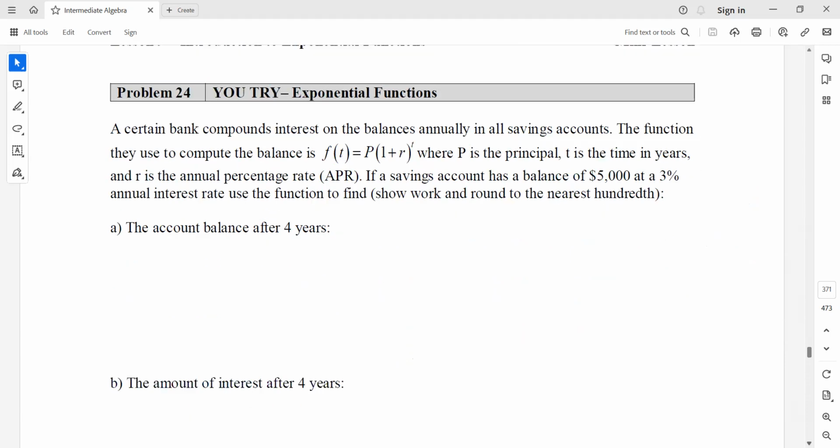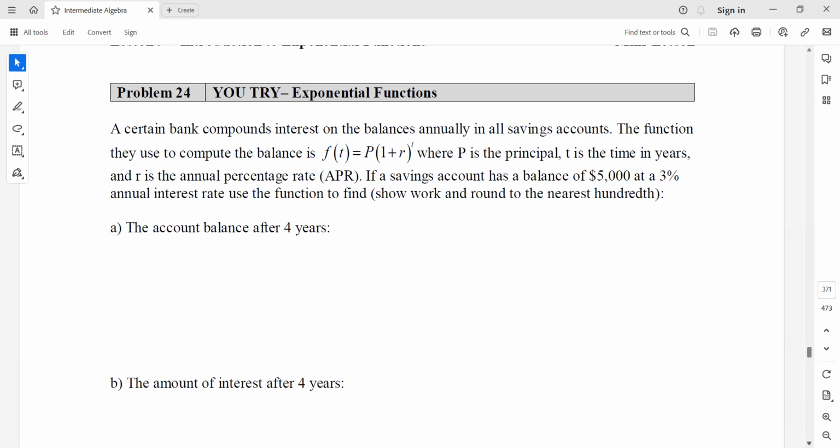Now here we have a certain bank that compounds interest on the balances annually in all savings accounts. The function they use to compute the balance is f of t equals P times (1 plus r) to the power t. Now P is the principal. So now we are going to a bank. T is the time in years. R is the annual percentage rate. If a savings account has a balance of 5,000 at a 3% annual interest rate, use the function to find the account balance after 4 years.